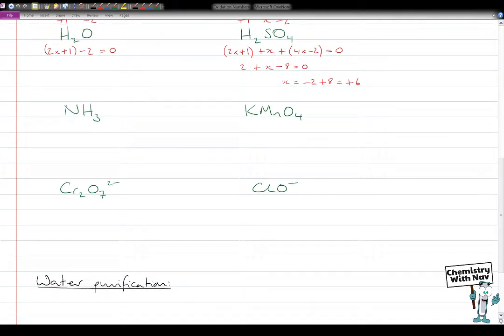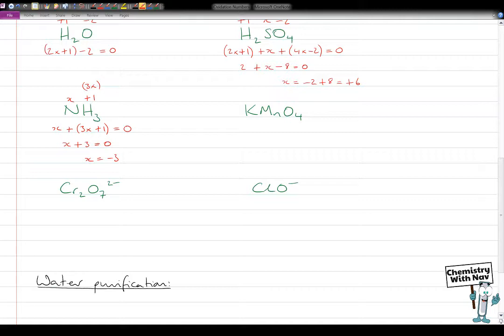Moving on to NH3, which is ammonia. The hydrogen is +1, but there's 3 of them. And we're trying to work out what the nitrogen would be. So that means here we have X plus 3 times +1. That comes to 0 because there's no charge again on the ammonia molecule. So X plus 3 is 0, therefore X is -3. So the oxidation number on nitrogen there is -3.